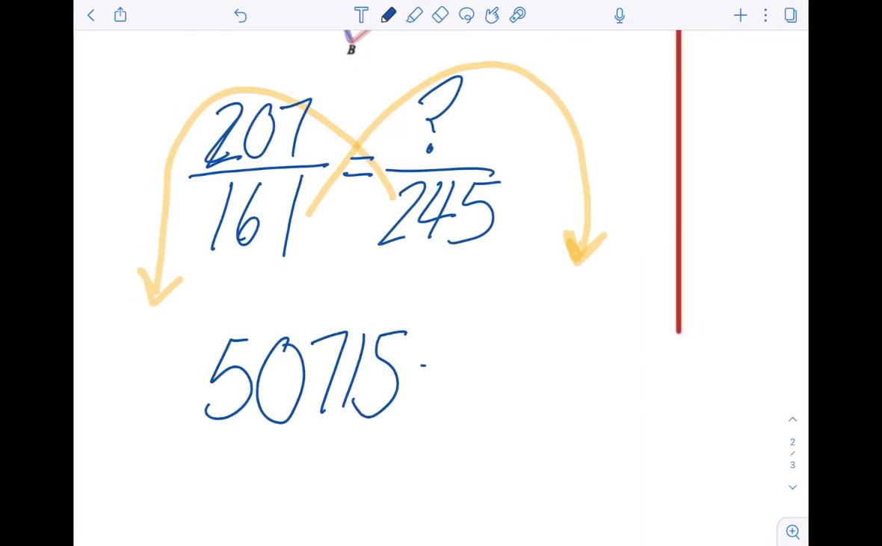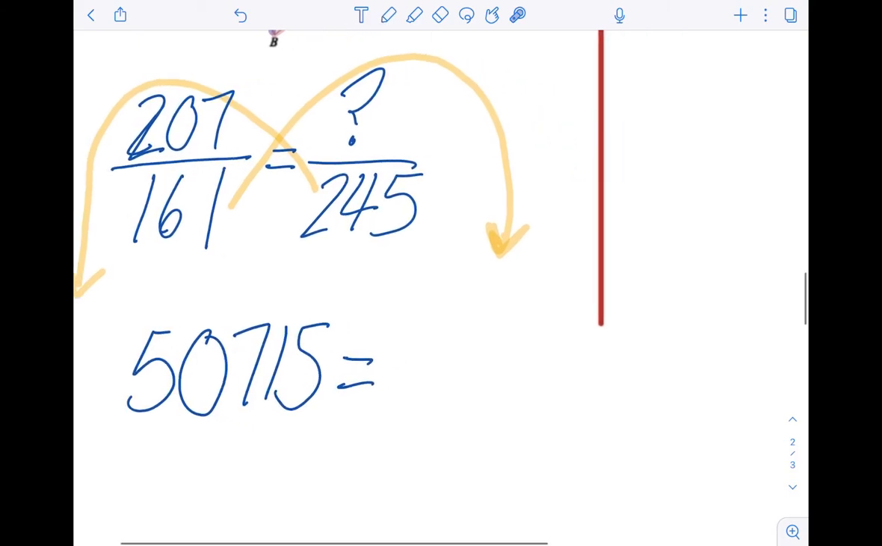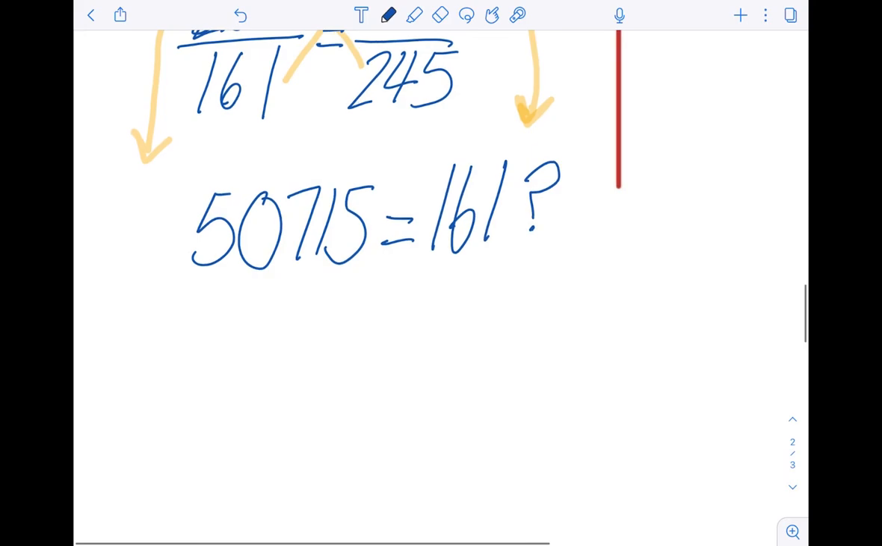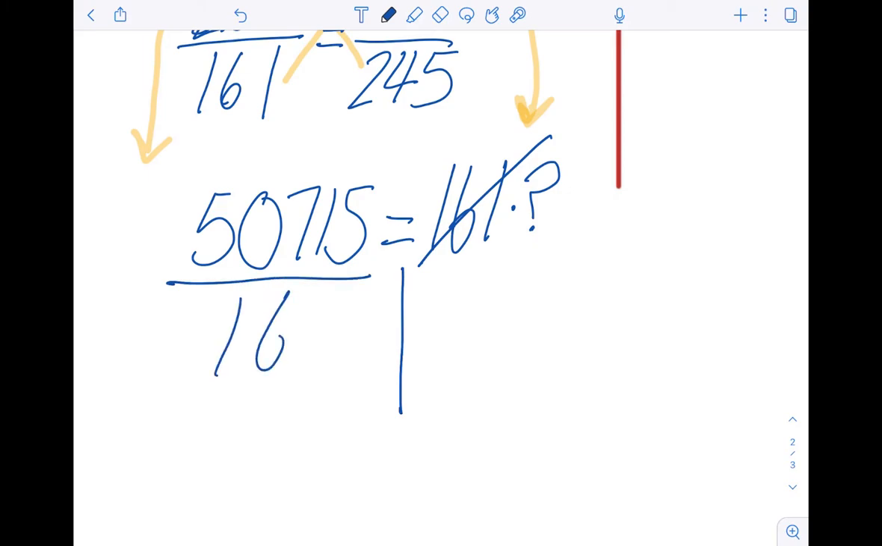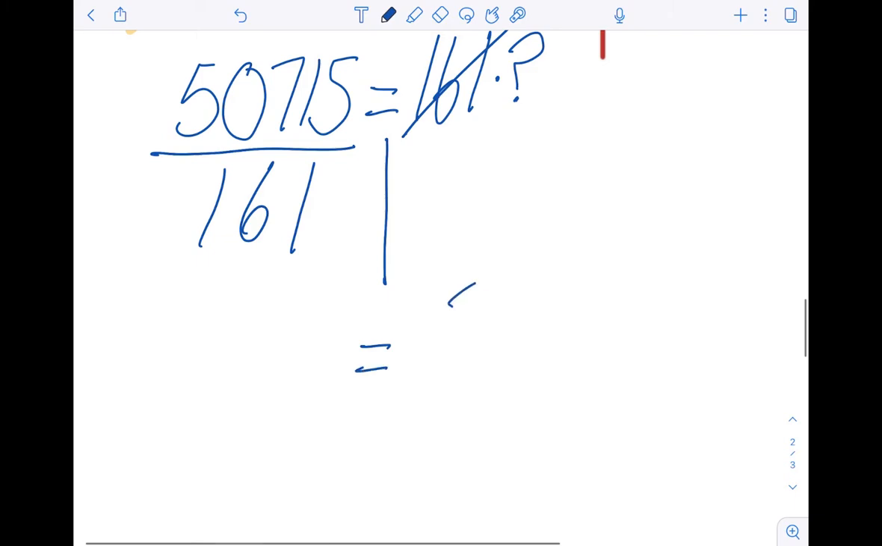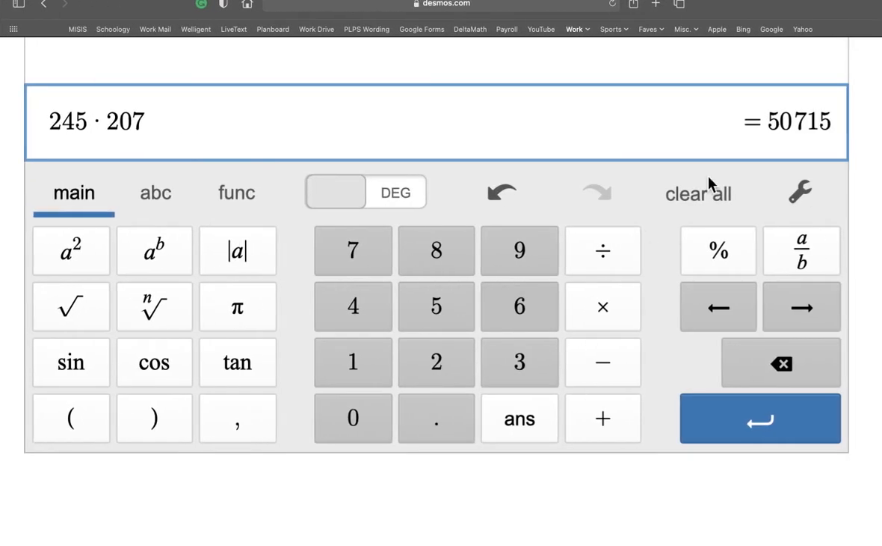715 is equal to 161 times question mark. Oh, that's easy. 161 question mark. And now to solve for question mark here, I'm going to do the opposite of multiplying by 161, and I'm going to divide by 161. So I'm going to get question mark is equal to 5715. Watch, everybody, I'm going to show you a trick.